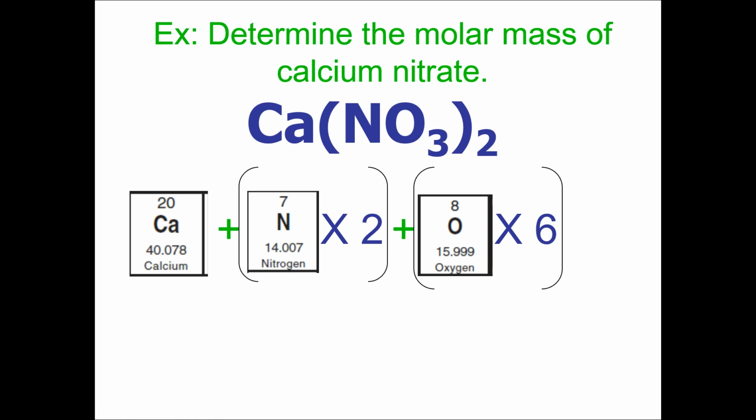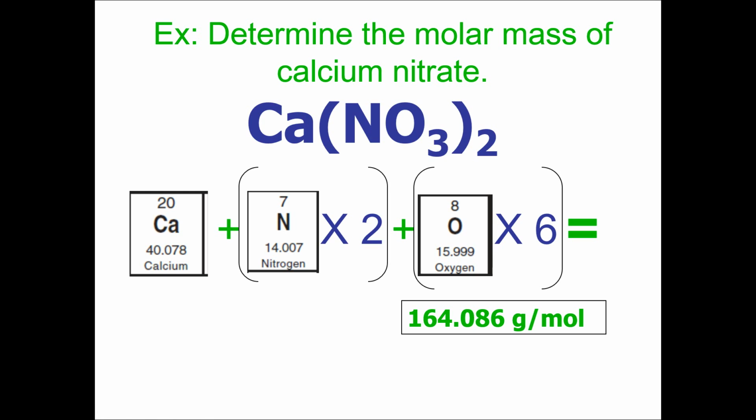When you type this into the calculator, what you can do is 40.078 plus 14.007 times 2 plus 15.999 times 6. When you finish that calculation, you should get a value of 164.086 grams per mole. As a ratio, which is how we represent our molar masses when it comes to stoichiometry problems, we would represent it like so.